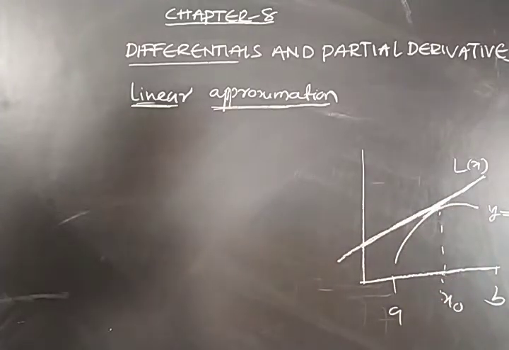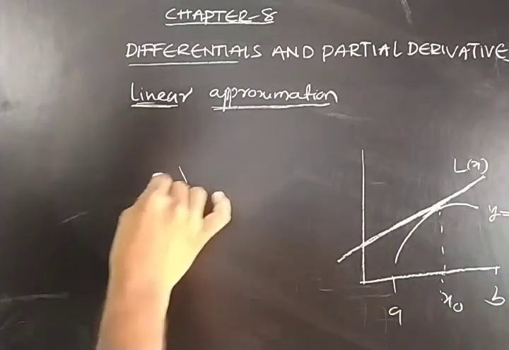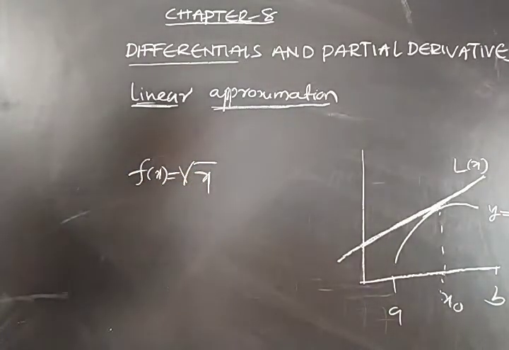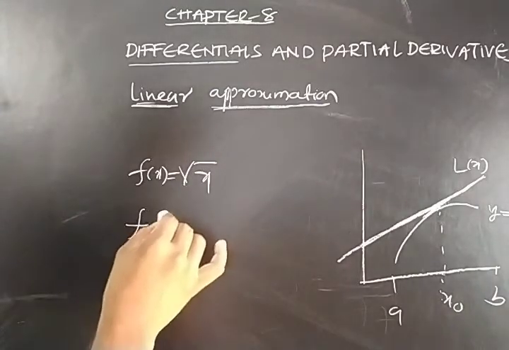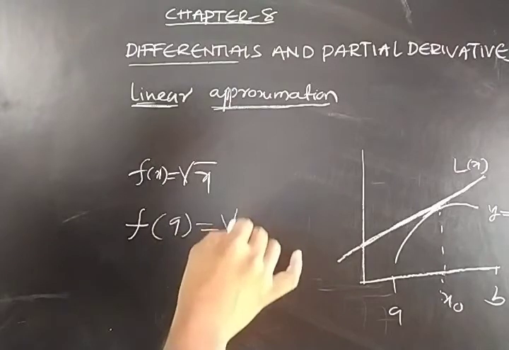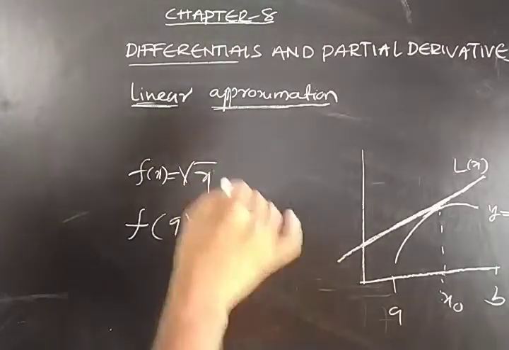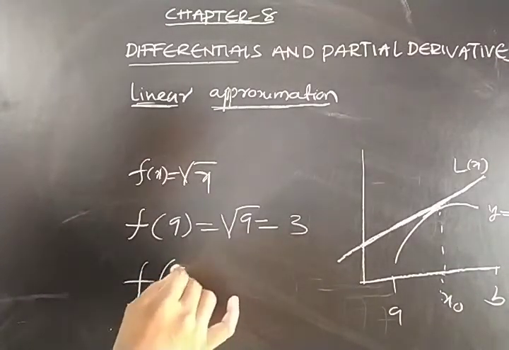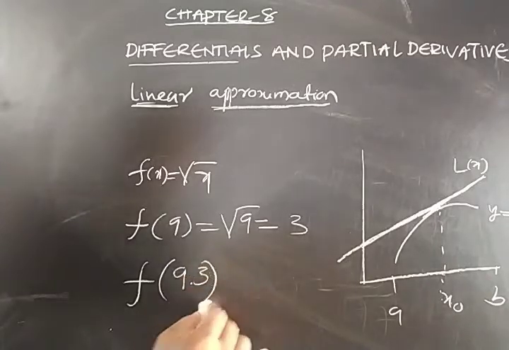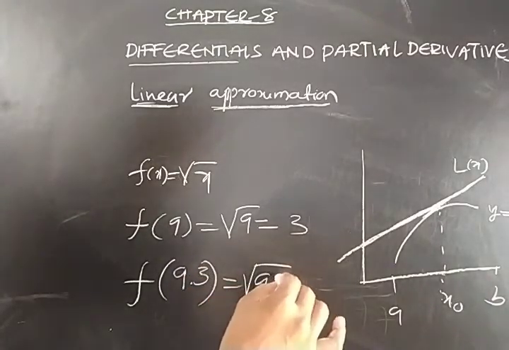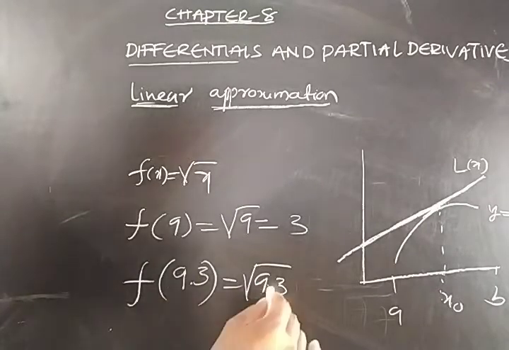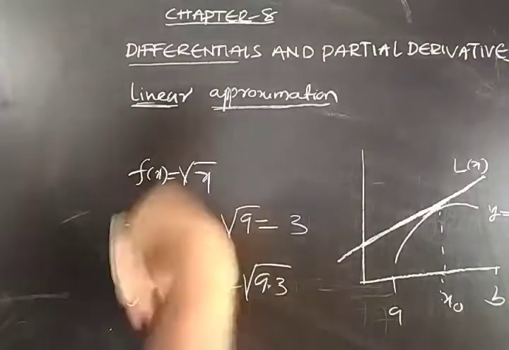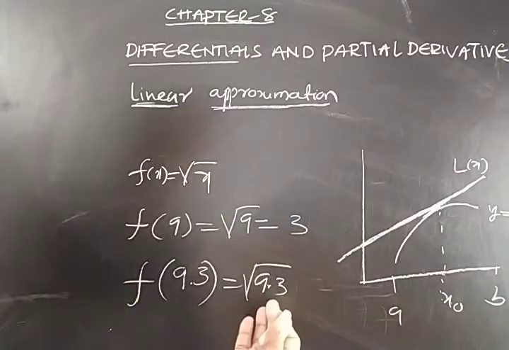For example, suppose you have the function f of x equal to root x, and I need the function value at 9. How can you get root 9? By substituting in the function you will get 3. Suppose I am asking for the value of f of 9.3. Is it possible to find the root of 9.3? By using long division it may be possible to find it approximately, but using differentials you can also find the approximate value.